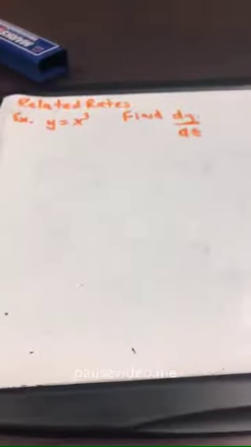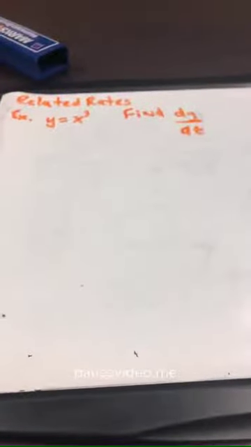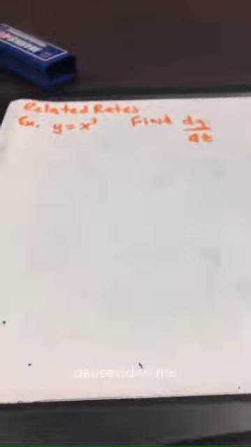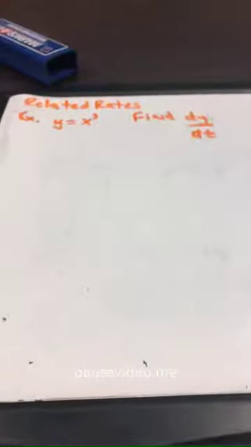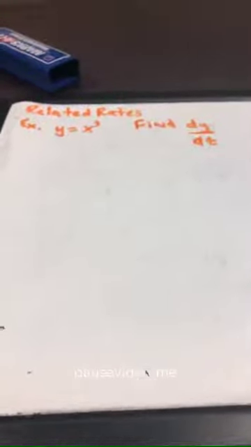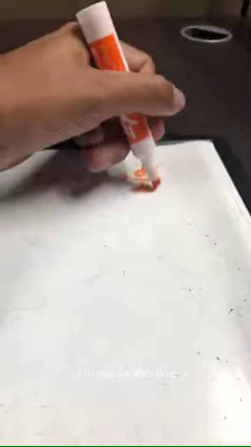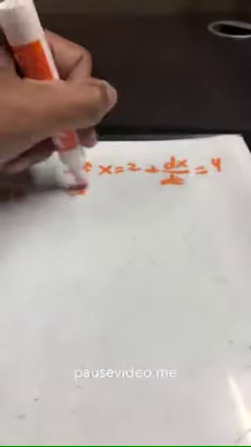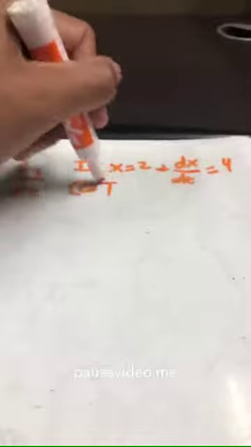So this implies that y and x are both functions in terms of t. So both y and x are changing according to time. And we're going to do this if x is equal to 2 and dx/dt is equal to 4 at t is equal to 1.